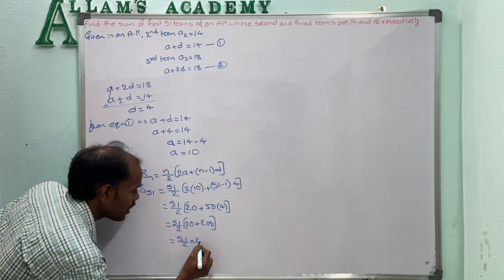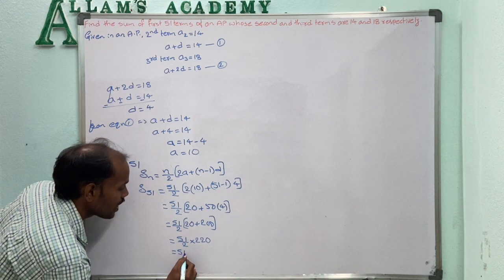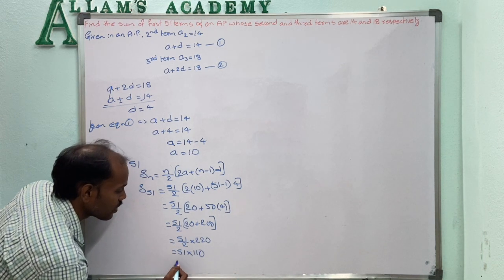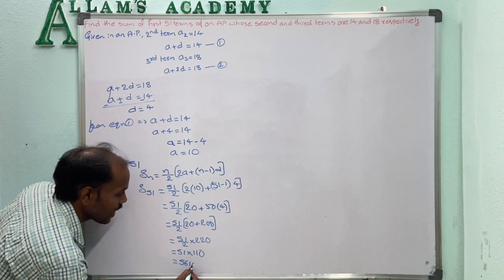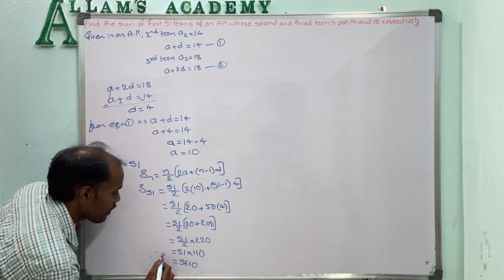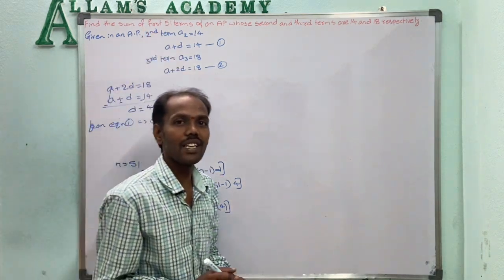So 51 by 2 into 220. So 2 ones 2, 110s. So 51 into 110, that is nothing but 5610. So the sum of the 51 terms in that given arithmetic progression is 5610.